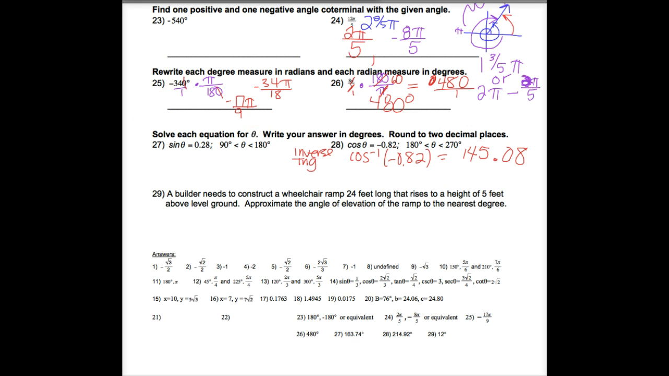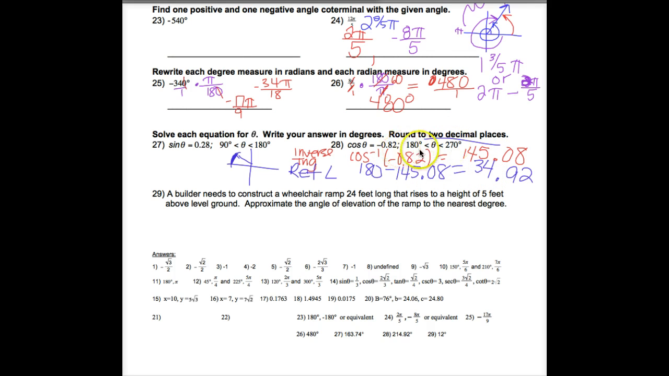Now, second step, you have to check, does this meet the qualification? No, it doesn't. So the next thing in line is to find the reference angle. 145 is right here, and the reference angle is to the x-axis. So the difference between 180 and 145.08 is my reference angle. Take 180 and subtract, you get 34.915, which we'll make 34.92 when we round to two decimal places.